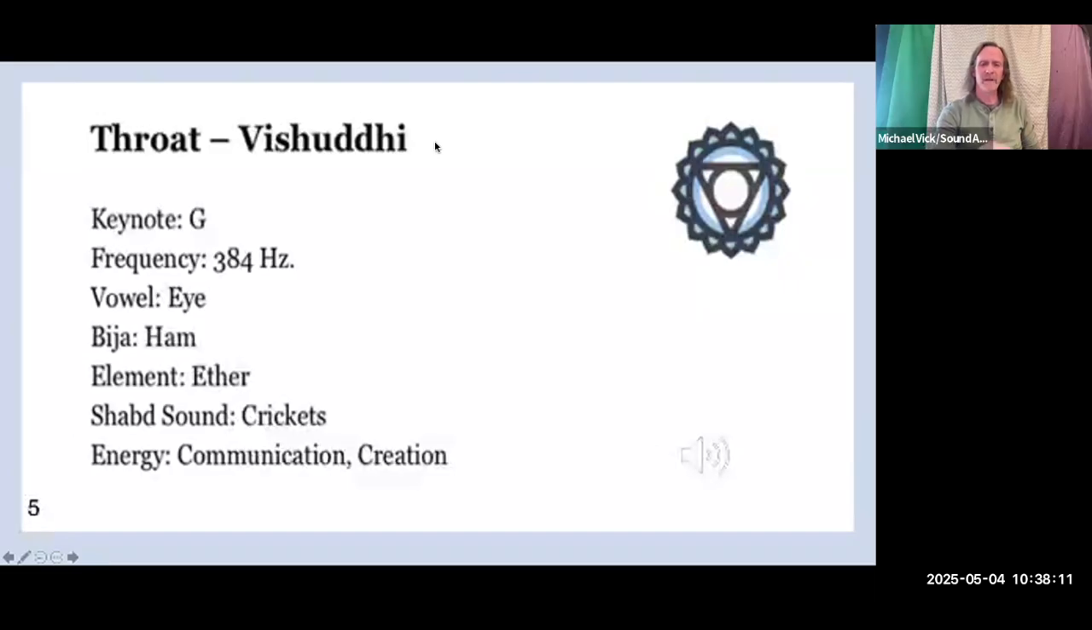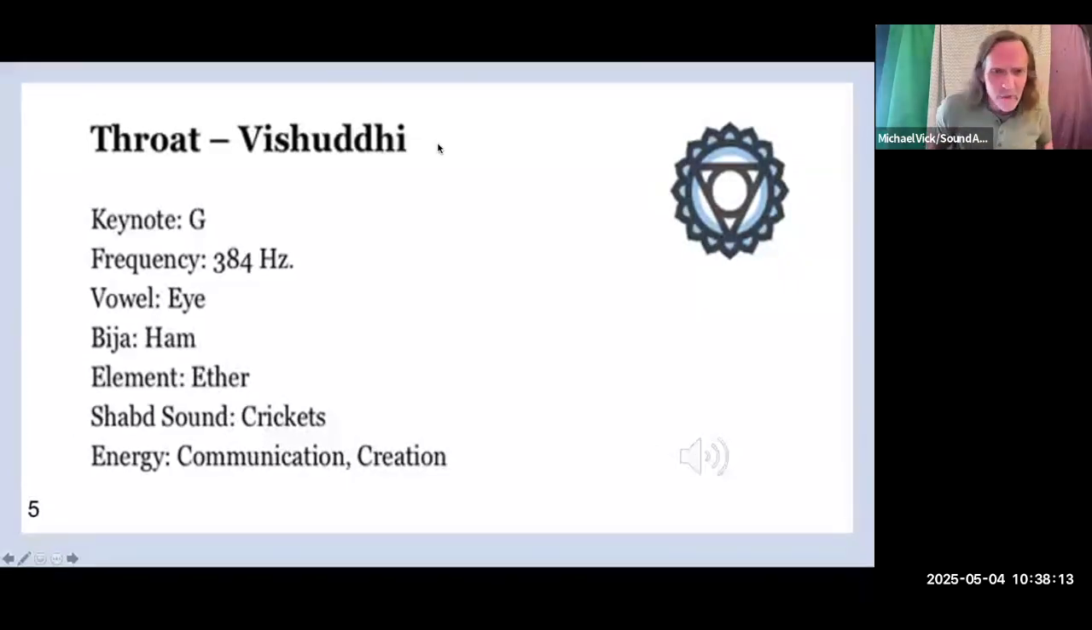And moving from that, we go to the throat, Vishuddhi, and this is the throat, but it's also the Shabda sound of crickets. It's for communication because obviously, you know, speaking. And then the vowel I, and it's the note G. That's at 384 hertz. Again, Partch used 392. So there's clearly a difference.